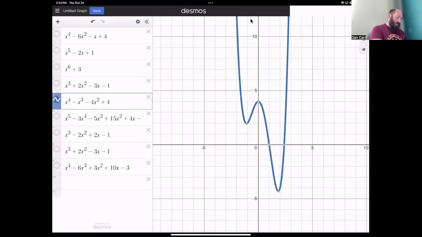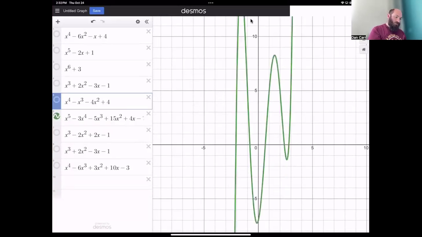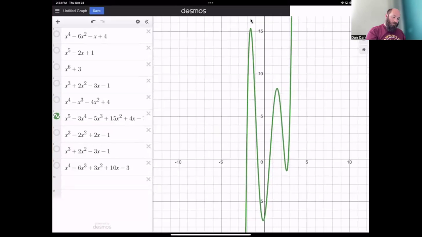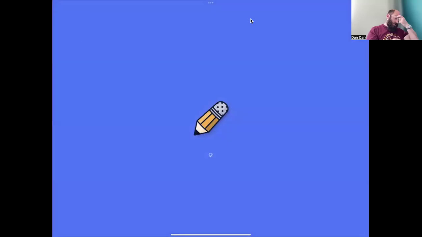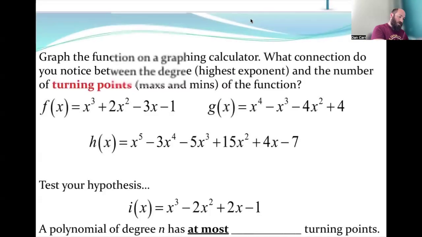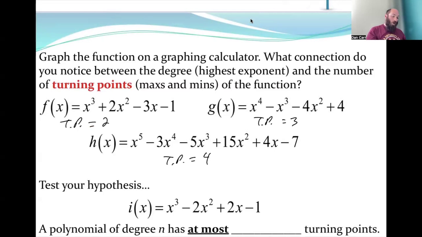Okay. And then we look at this one. Zoom out a little bit here. So we go 1, 2, 3, 4, 4 turning points. So what we're seeing here is, there we go, the number of turning points is 2. The number of turning points here was 3. And the number of turning points here is 4.